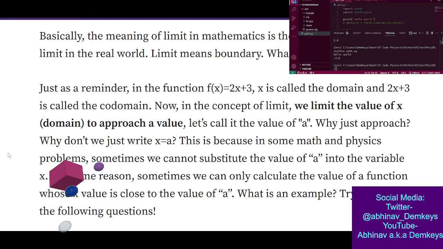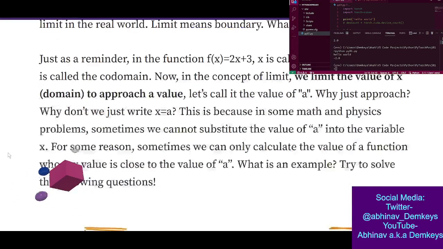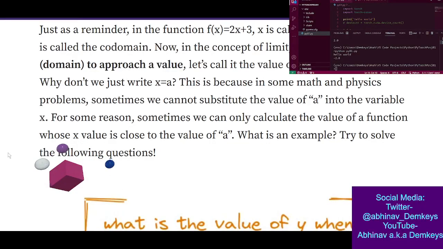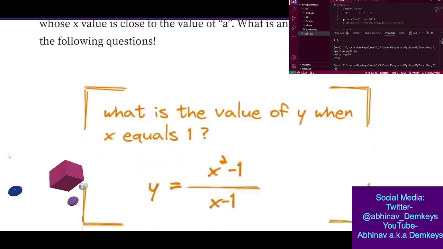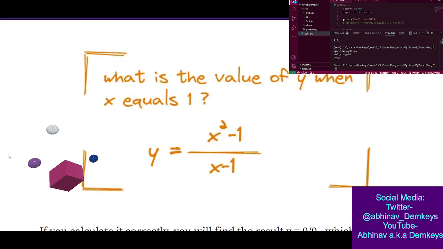This is because in some math and physics problems, sometimes we cannot substitute the value of a into the variable x. For some reason, sometimes we can only calculate the value of a function whose x value is close to the value of a. What's an example? Try to solve the following questions. What is the value of y when x equals 1?